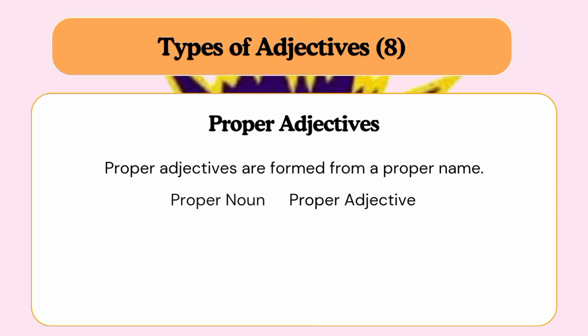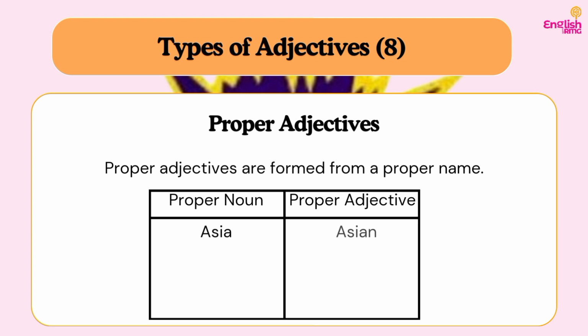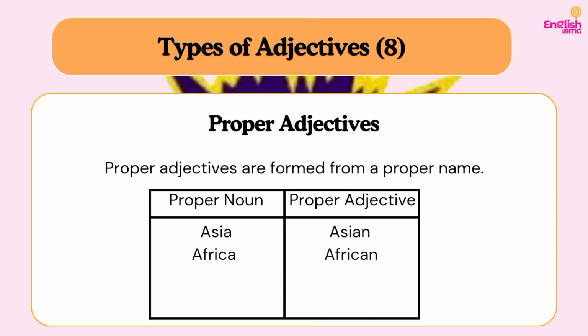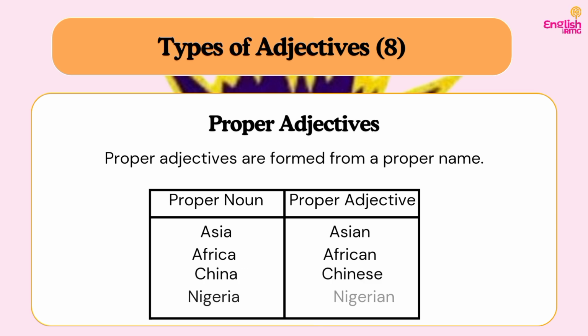So let's look at a few examples of proper adjectives. We have Asian, formed from Asia. You know we say that they are always formed from proper nouns. Do you understand? Asian from Asia. Then we could also have African from Africa. Then we could have Chinese from China. Are you getting the logic now? And we could also have Nigerian from Nigeria.